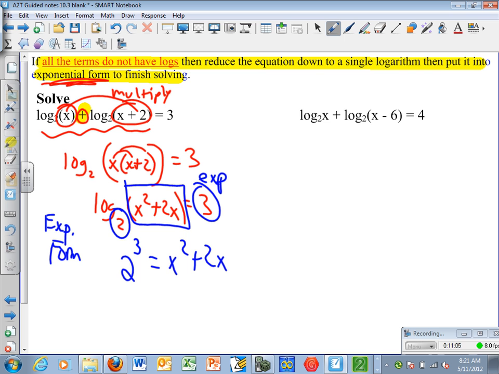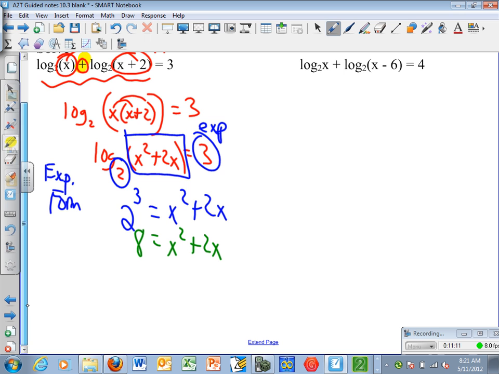Now, 2 to the third power is 8. So 8 equals x squared plus 2x. If you look at this equation, it's quadratic. It's got x squared and x, so we need to set it equal to 0. So I'm going to subtract 8 from both sides. So 0 equals x squared plus 2x minus 8. We're going to solve by factoring.